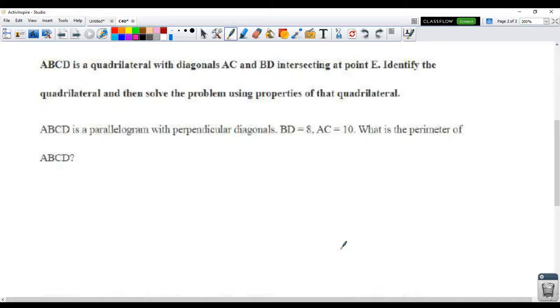So here's another one of your problems from your check for understanding. This one is about a parallelogram with perpendicular diagonals. Once again we have a quadrilateral where AC and BD are the diagonals and they intersect at point E. So we start off with a parallelogram with perpendicular diagonals.